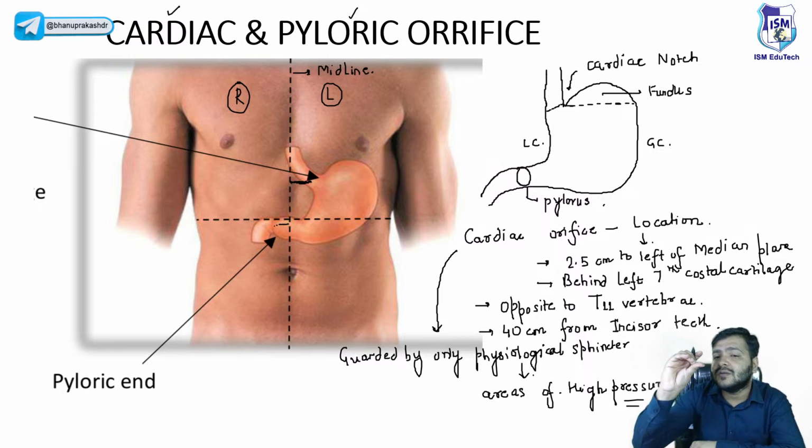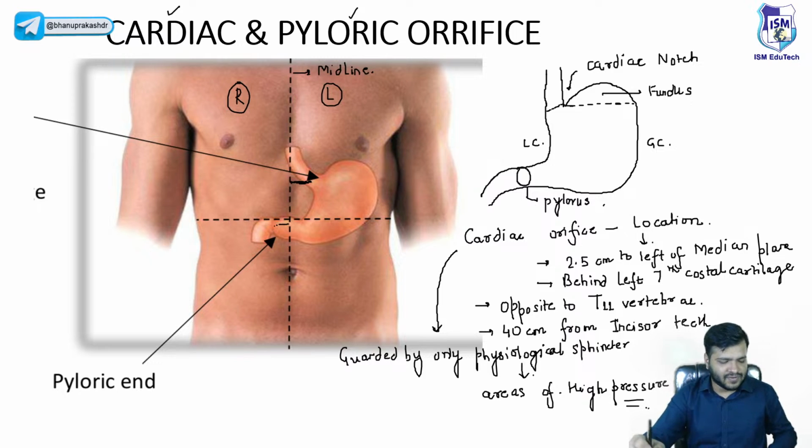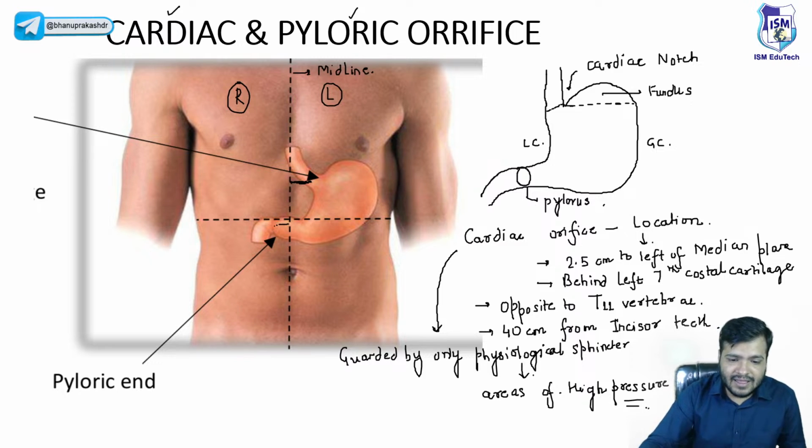Approximately, the lower esophageal sphincter at the lower end has 8 to 25 mmHg of pressure. So if there is a disturbance in the physiological sphincter in the lower part of the esophagus, it can lead to reflux of the food, resulting in gastroesophageal reflux disease. Normal is 8 to 25 mmHg, and if it is less than 6 mmHg, it can result in that also.